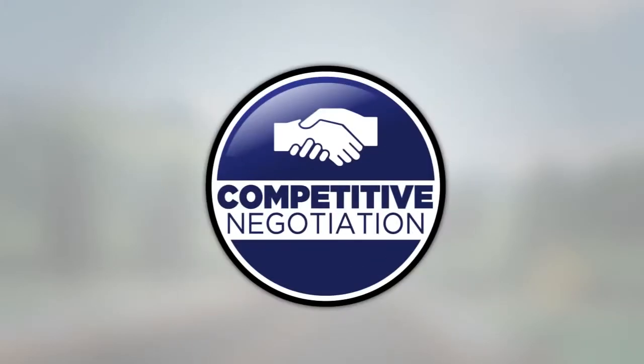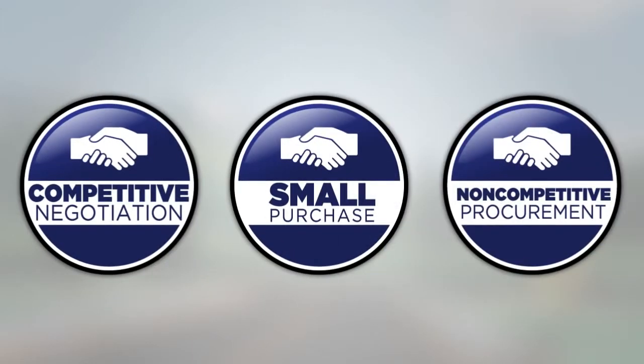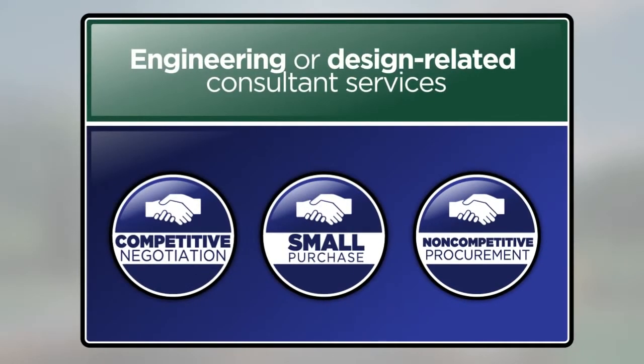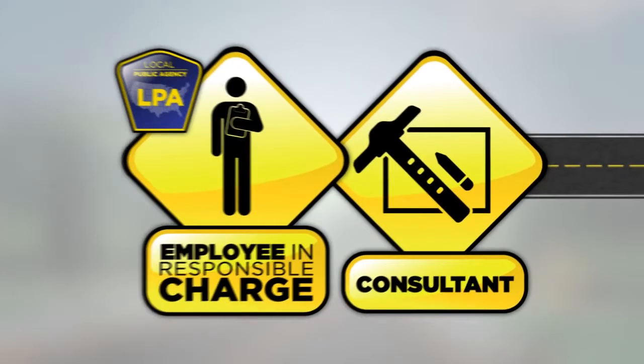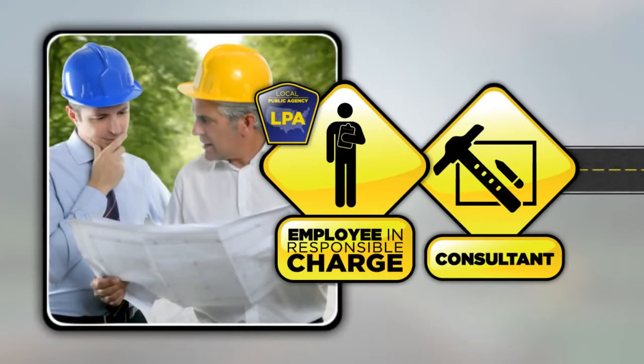Remember, competitive negotiation, small purchase, or non-competitive procedures apply to engineering or design-related consultant services that directly relate to the construction of a project. If your needed consultant services are not determined to be engineering or design-related, then simply follow your state or local procedural requirements. Once an agreement is executed, the consultant's work must be monitored for the life of the contract for services. Agencies must be adequately staffed to oversee this work, and at a minimum must provide at least one full-time agency employee in responsible charge of the consultant's work.